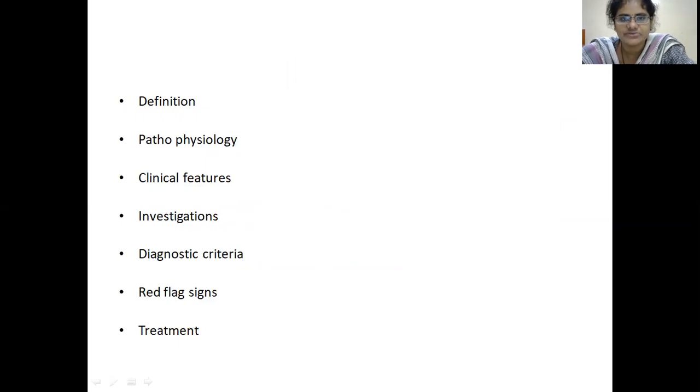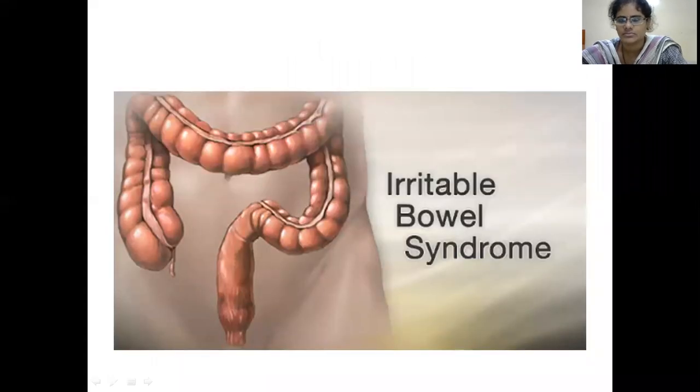Okay, we have finished the definition, pathophysiology, clinical features, investigations, diagnostic criteria, red flag signs, treatment. This irritable bowel syndrome will be mostly a 4-mark question. And in detail, diagnostic criteria also can be asked, Rome criteria. Rome 3 criteria is also a 4-mark question. The treatment part also is important. As such, it's a very small topic.